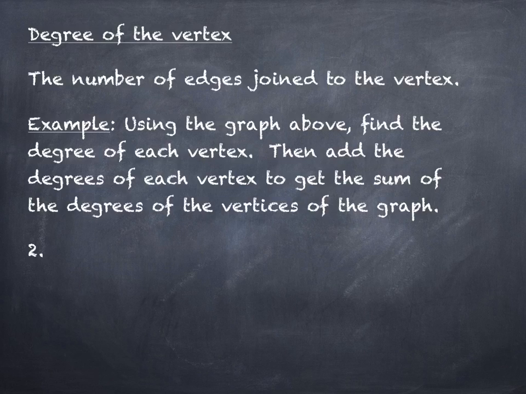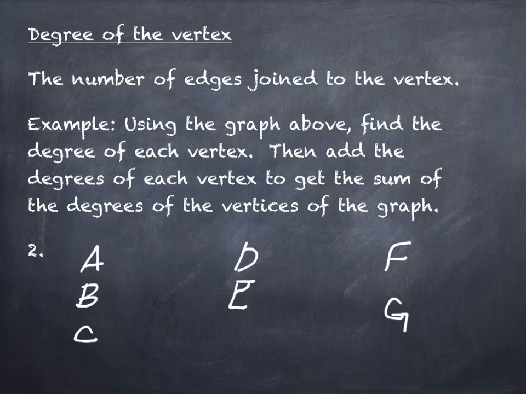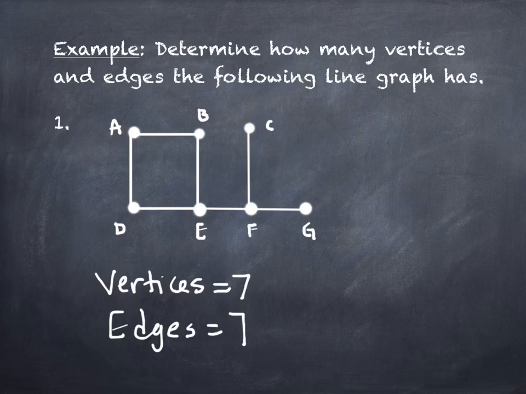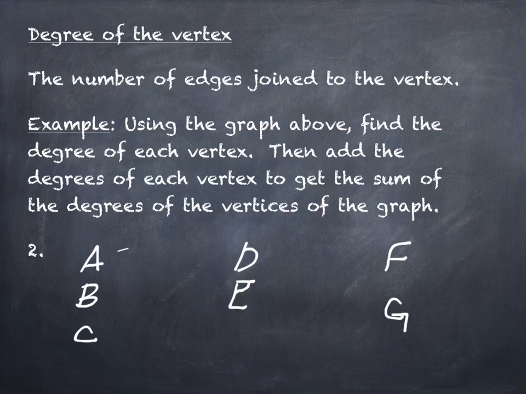Okay, so we're going to take that same graph that we just had a moment ago, and I'm going to list all the vertices out right here. I had vertices A, B, C, D, E, F, and G, right? Okay, so I'm going to go back to my picture. At vertex A, how many edges are coming out of or going into vertex A? 2. 2. So we say that vertex A has degree 2.